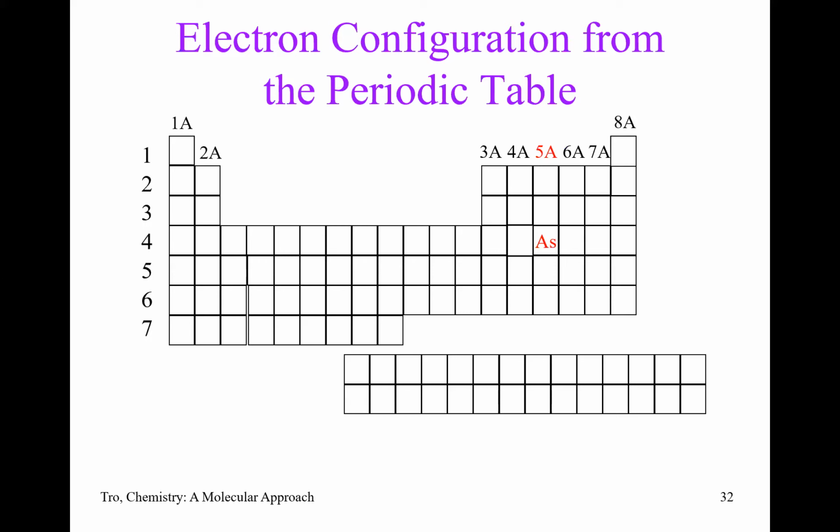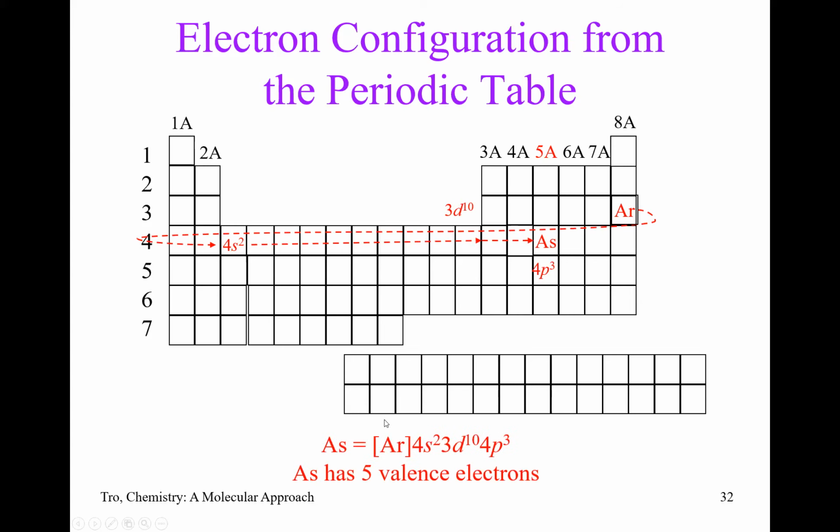All right, here's another example. It's doing arsenic, As. Your core is the noble gas above it, argon, and then move across through the periodic table till you get to the element of interest, this one being arsenic. So 4s2, 3d10, and now 4p, and we're 1, 2, 3 elements over. So our core, argon, our valence 4s2, 3d10, 4p3.